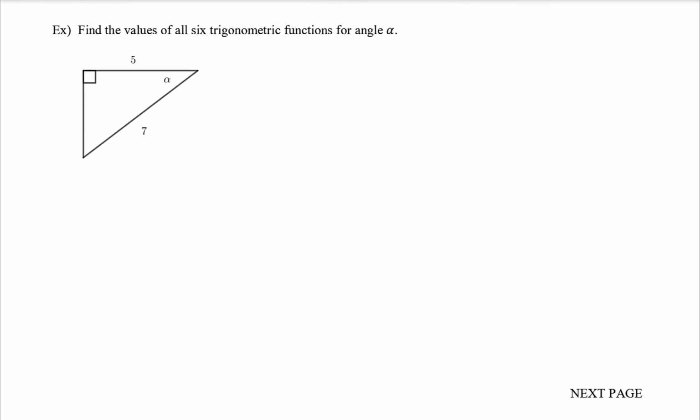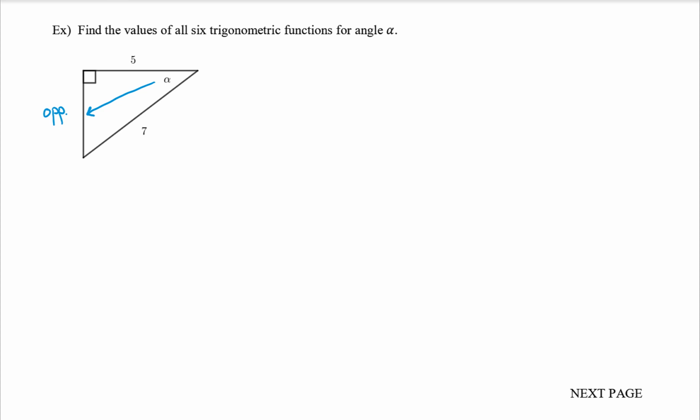So find the values of all 6 trig functions for the angle alpha. So I've got this angle alpha here. One leg is 5. The hypotenuse is 7. So this would be the opposite side over here, right? Because it's the leg that's not used to draw the angle alpha. So here's the angle alpha. I don't use that side. Therefore, it's the opposite side. Okay, let's give this a whirl. So this would be the opposite side of that angle alpha.